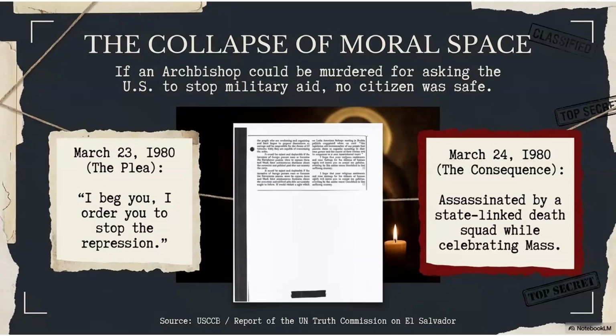On 24th March 1980, Romero was assassinated while celebrating Mass. This tells us something devastating about the political atmosphere. If an archbishop could be killed for denouncing repression, what protection did a peasant organizer have? What protection did a union leader have? What protection did a student activist or a journalist have? Romero's murder shows the space for peaceful moral criticism was collapsing before the election ever took place. That matters because a real election requires safe civic space. Romero's assassination is evidence that even nonviolent opposition could be treated as subversion.